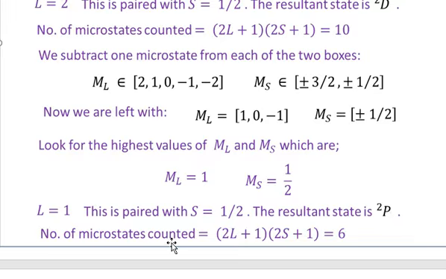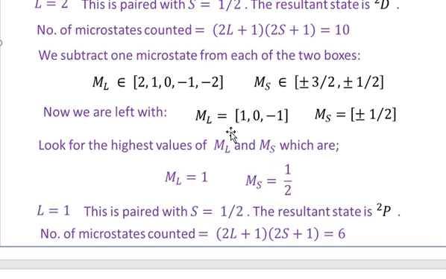Now the number of microstates counted is equal to 2L plus 1 times 2S plus 1. So putting the value of L is equal to 1 and S is equal to half, you will get that this state, which is the 2P state, can occur 6 times in the spectrum.